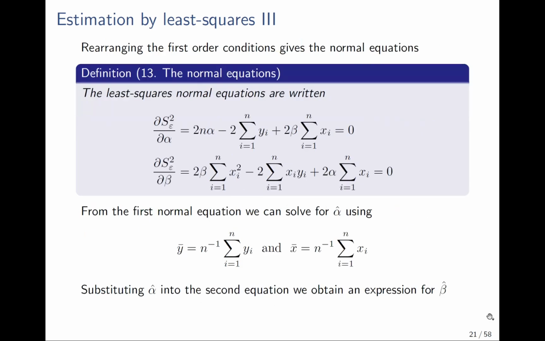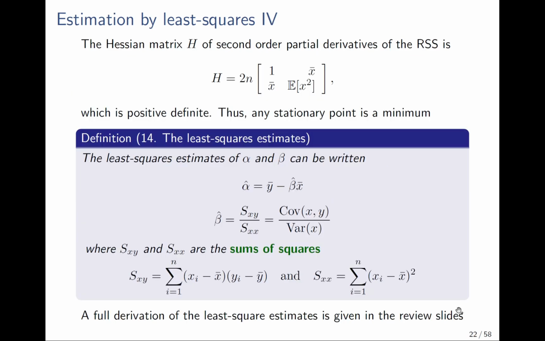Now, rearranging those first order conditions gives us what's known as the normal equations of the least squares estimator. They're written in this form here. From the first normal equation, the one concerned with alpha, we can solve for an estimate of alpha using these expressions, and that would help you do it when you look at this in your own time. We then substitute our estimate of alpha into the second equation to give us our expression for beta.